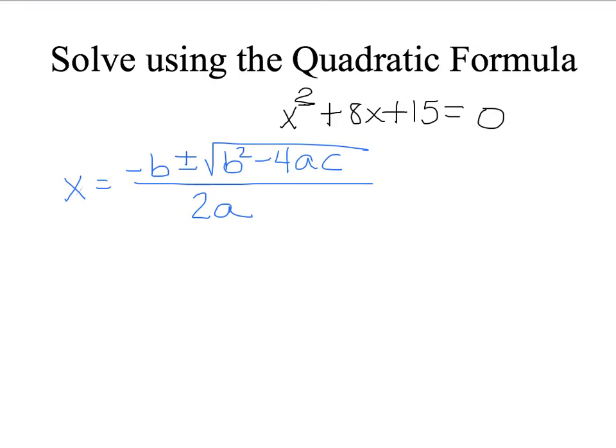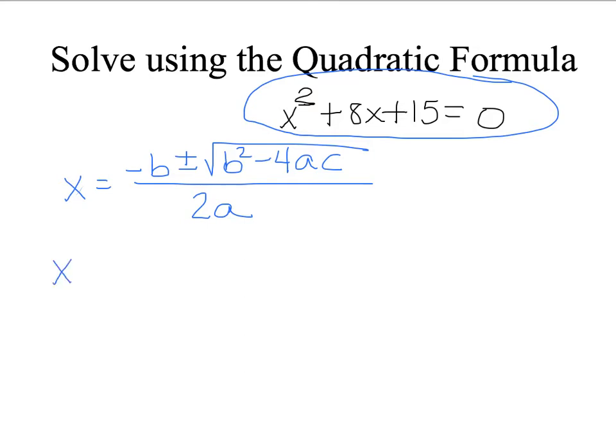Now, you want to make sure that your quadratic equation is in standard form. This one is in standard form. The next one we do will not be in standard form. Lead off with your x squared term, and then you should have your term that has an x in it next, and then your constant, and it should be equal to 0.